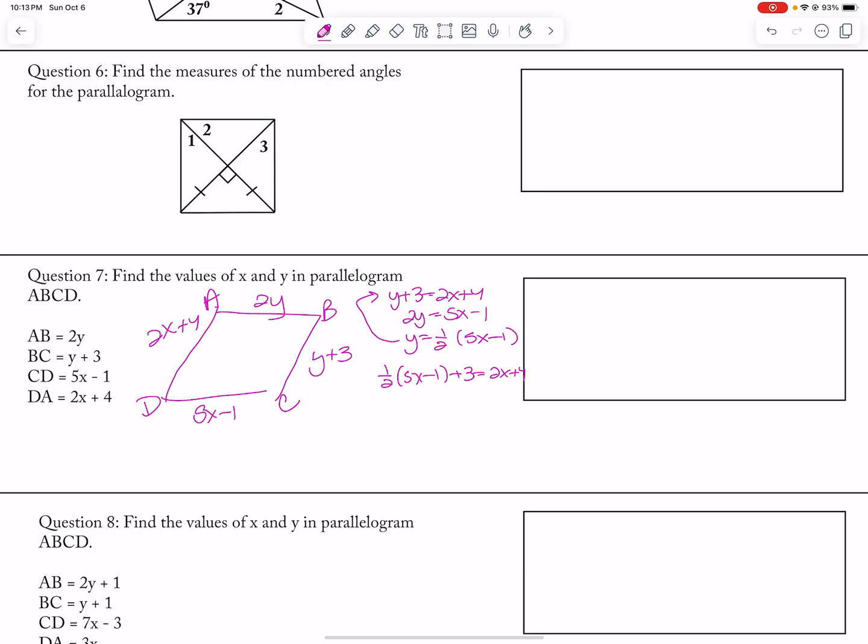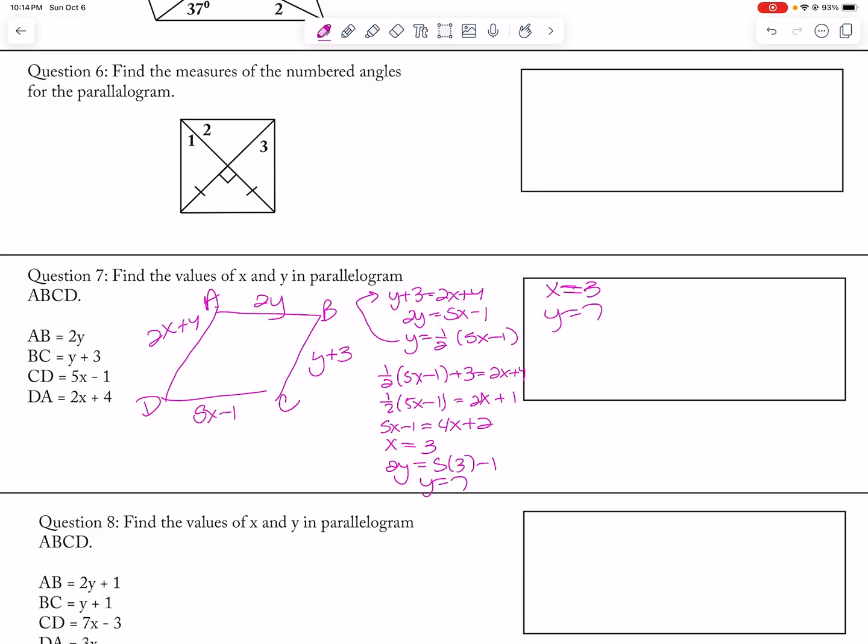So then 1/2 5x minus 1 is equal to 2x plus 1. So then multiply by 2. So 5x minus 1 is equal to 4x plus 2. So that x is equal to 3. So then 2y is equal to 5 times 3 minus 1. So that's 14. So y is 7.